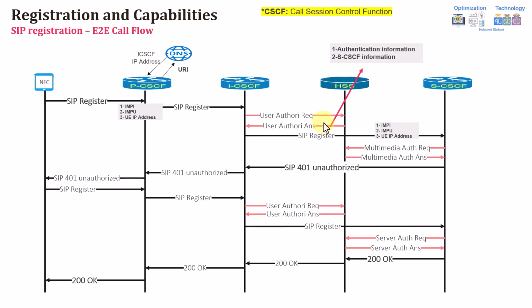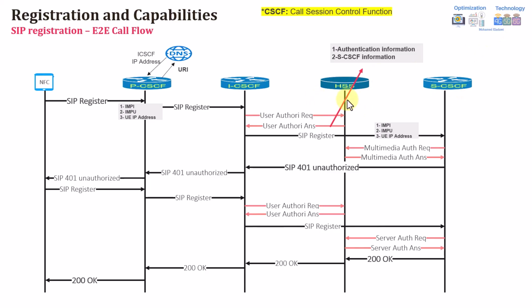Once this is done, the HSS will respond back to the I-CSCF, giving it the address of the serving call session control function. It will send this SIP REGISTER, and now the I-CSCF knows where the serving S-CSCF is. For example, assume you have four serving call session control functions in the network. The HSS will tell it that this particular user can be served by S-CSCF 1, 2, 3 or 4. So this is the main reason why the interrogating CSCF interrogates the HSS, to get the information about the serving call session control function.